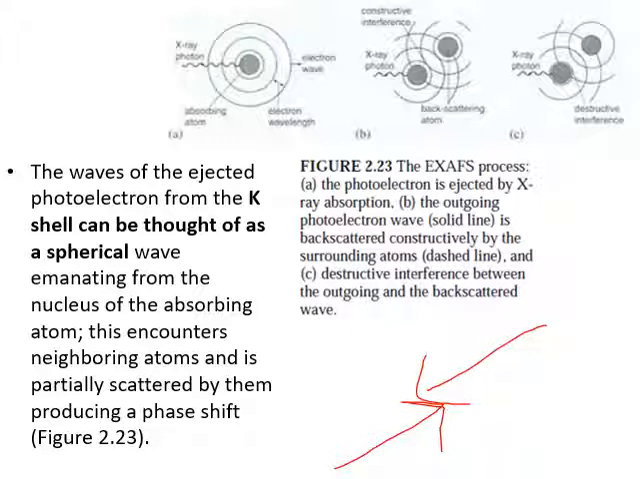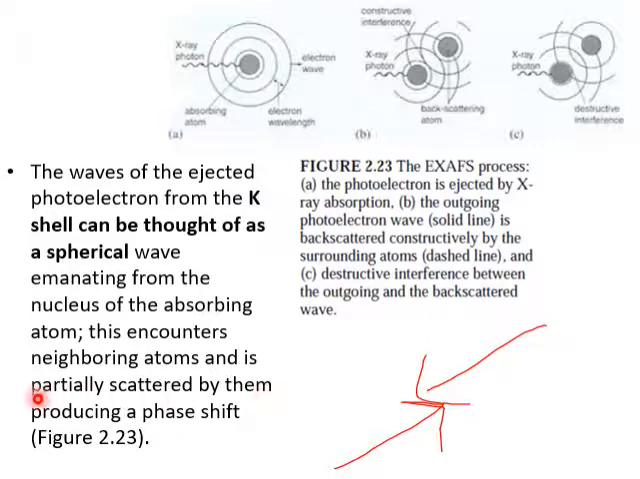Between these two electron waves, interference can take place: the backscattered electron wave, which is scattered by neighboring atoms, and the outgoing electron wave, which is coming from this atom. If they are in phase, constructive interference will take place. Here is an example of constructive interference between the backscattered electron and the outgoing electron, and here is destructive interference between the backscattered electron and the outgoing electron.